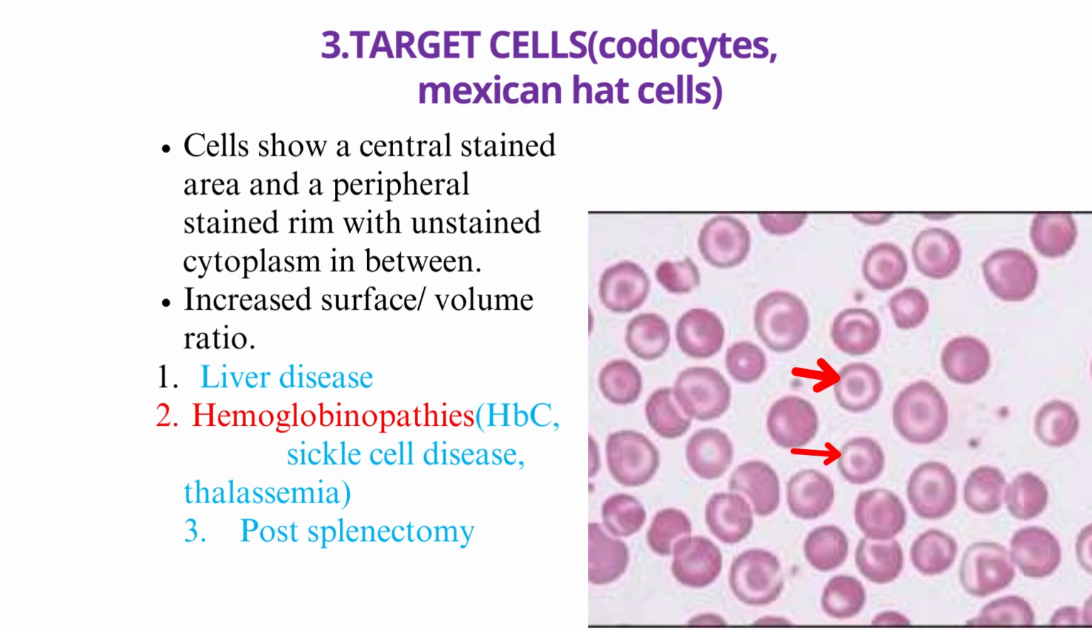Next, target cells or codocytes, also known as Mexican hat cells. If you look at this picture, there is a central area. Usually we have central pallor, but here there is a central area of hemoglobinization. There is a central stained area, then a rim of unstained cytoplasm, and then on the outside, the peripheral rim has hemoglobin. So there is hemoglobin on the periphery, then an empty area, and then a central concentration of hemoglobin again. These cells usually have an increased surface to volume ratio, and this is seen mostly in hemoglobinopathies.